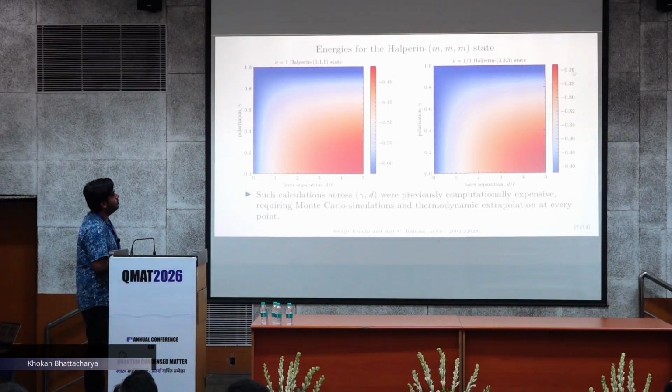The numbers are all different because they are happening at different filling factors. I would like to emphasize here that this kind of computation previously would have been very computationally expensive, because you have to compute the energies at each point in this diagram, and then you have to do Monte Carlo calculations or some other calculation at each point.